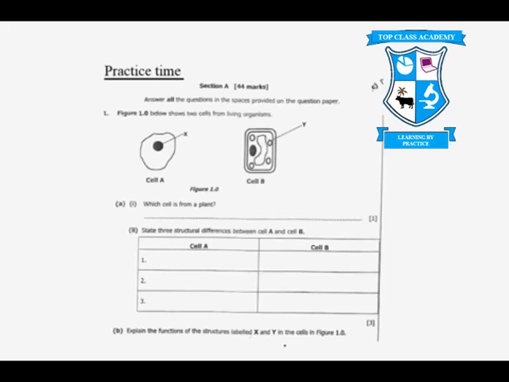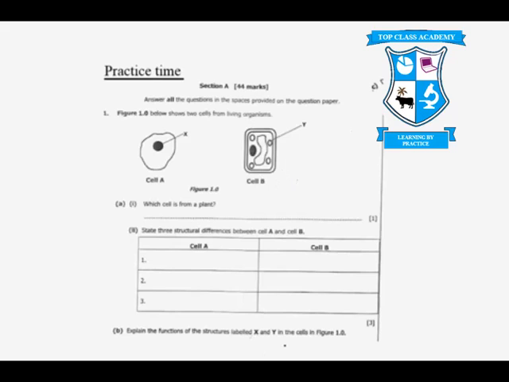State 3 structural differences between cell A and cell B. Cell A has no cell wall, whereas cell B has a cell wall. Cell A has no chloroplast, while cell B has chloroplast. Cell A has an irregular shape, while cell B has a regular shape. We're done with this part.